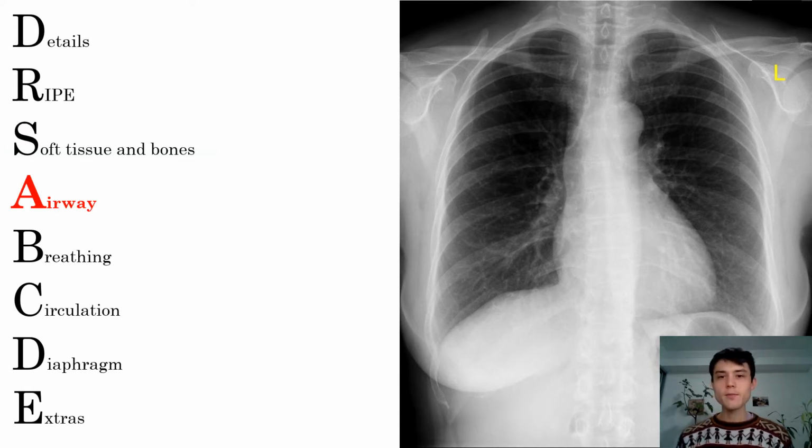A stands for airway, where we first look at the trachea to make sure it's midline, or slightly to the right is acceptable. And then we look at the carina as we trace down the trachea.